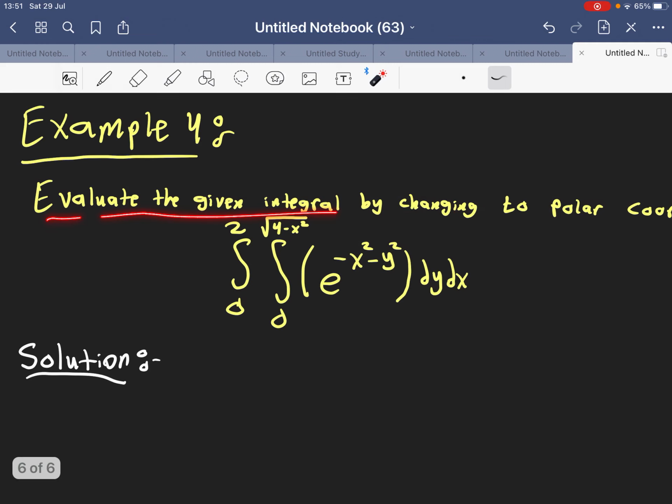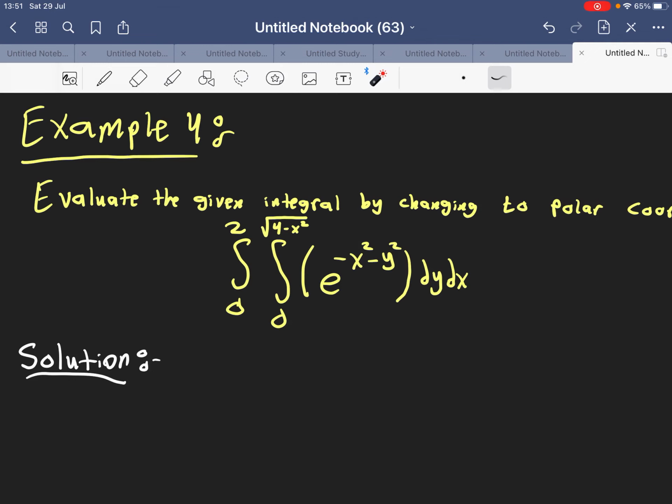In this example, we need to evaluate this given integral by changing the question into polar coordinates. Even if the question didn't tell me that I need to change into polar coordinates, that's fine. I will know that I need to go into polar coordinates because you see I have this factor x squared and y squared, negative x squared or y squared. Those are not easy integrals to be done. We cannot evaluate e to the power of minus y squared with respect to y.